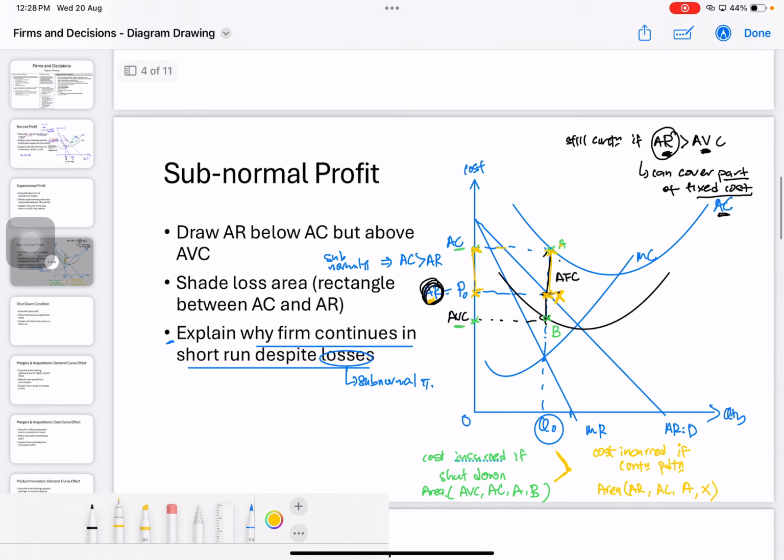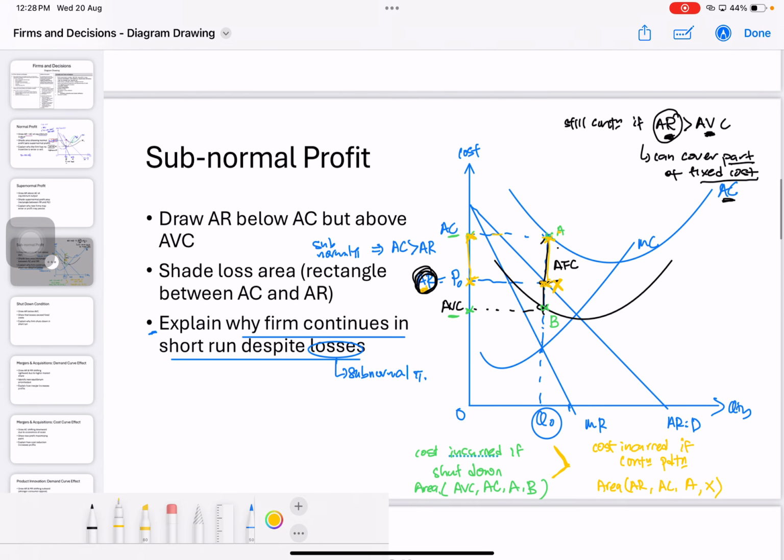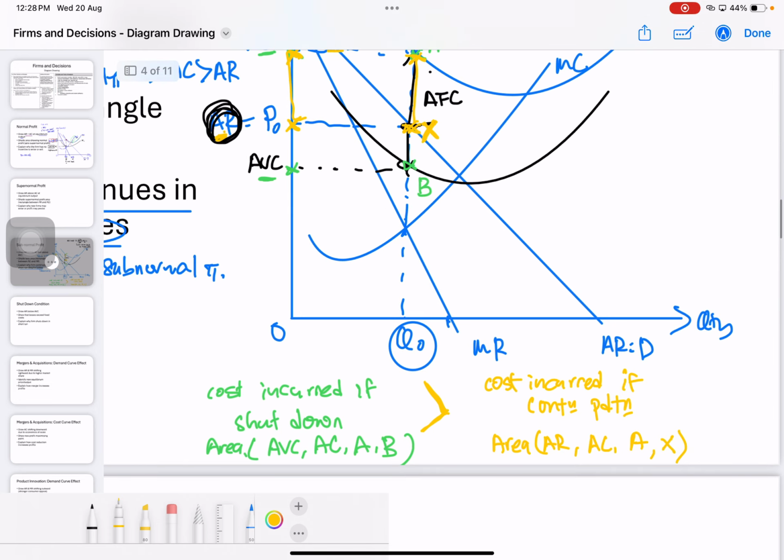So this is the part that subnormal profit, but they continue production. Can? If you have understood this, and you see how I drew my color and my boxes, I'm so sorry that on the screen it is not clear. Cost incurred when they shut down or continue production.